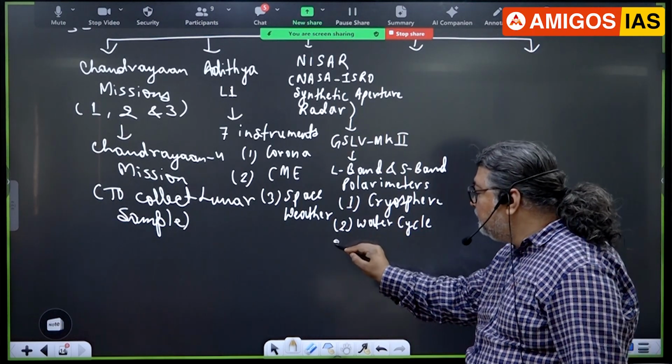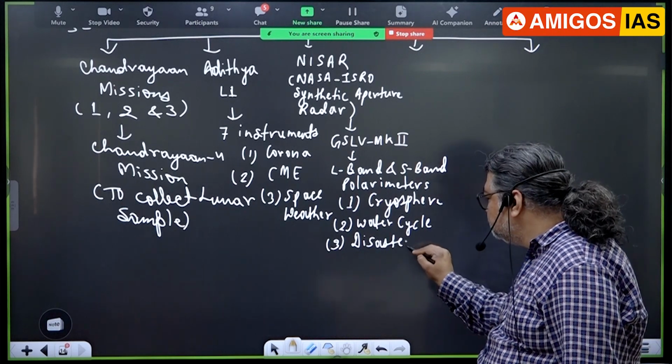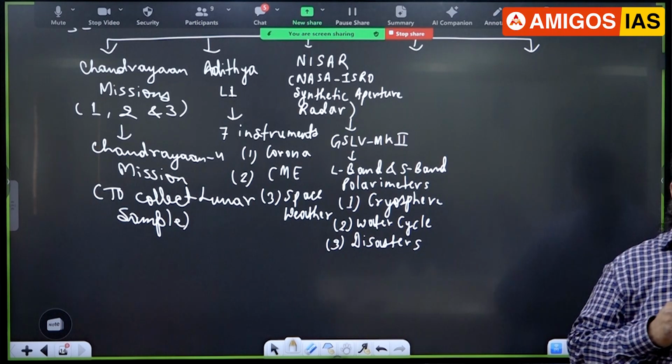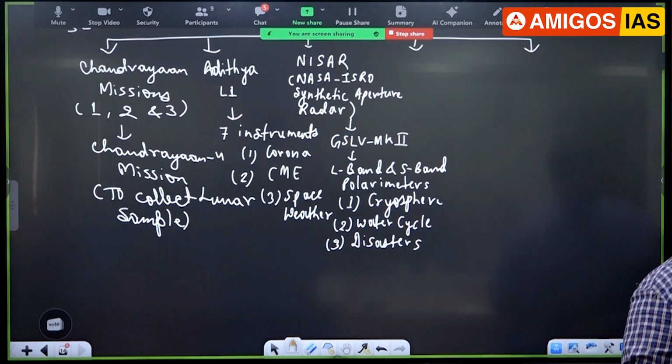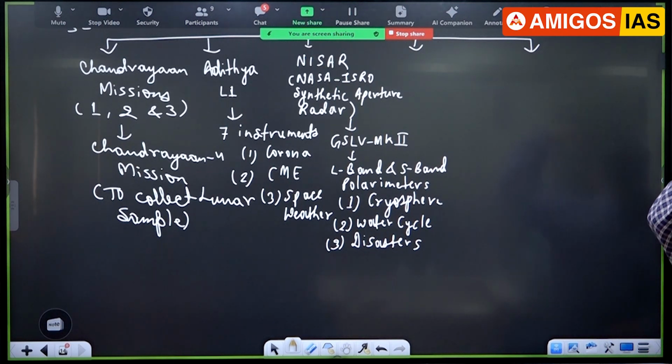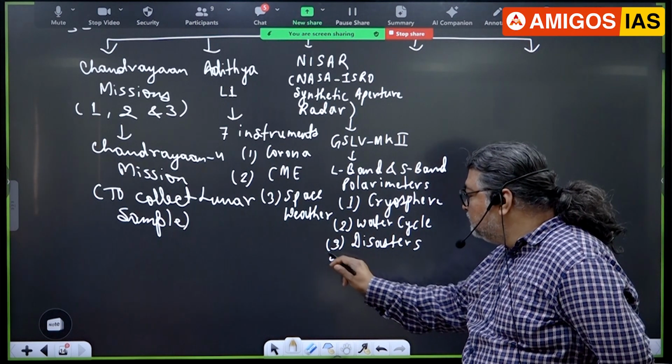What is the third thing here? Third thing is this one. So what type of disasters will be studied by NISAR? One is earthquake, landslide, forest fire. All these are calamities, no? What type of satellite is that? Earth observation. It will observe the earth. Then again, another thing is this one.